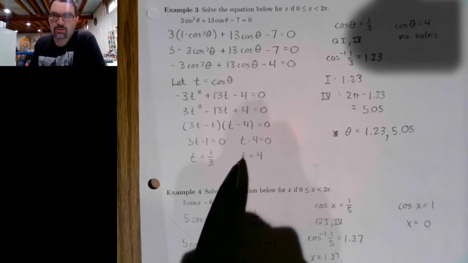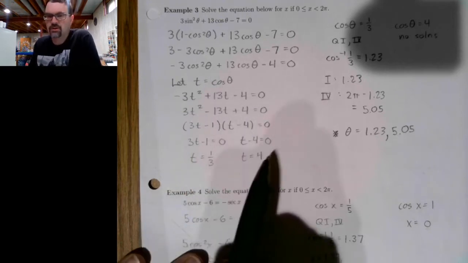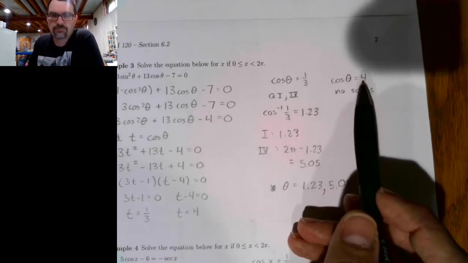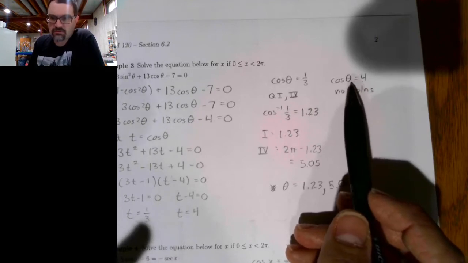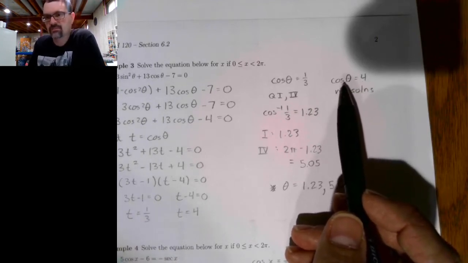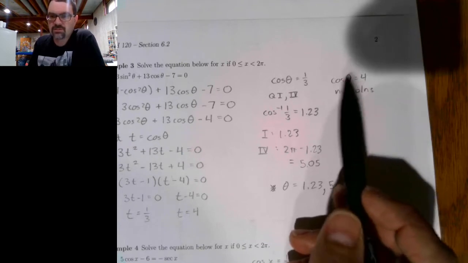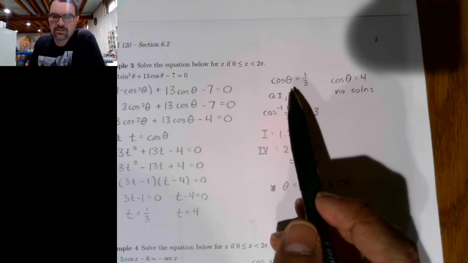But we got to go back to where this all came from, and that's the fact that t is cosine theta. So we want to know what angles make cosine theta equal to a third and cosine theta equal to 4. But cosine theta is never going to be 4. We know that cosine and sine, for that matter, only give you numbers between minus 1 and 1. So this is impossible. That's a dead end.